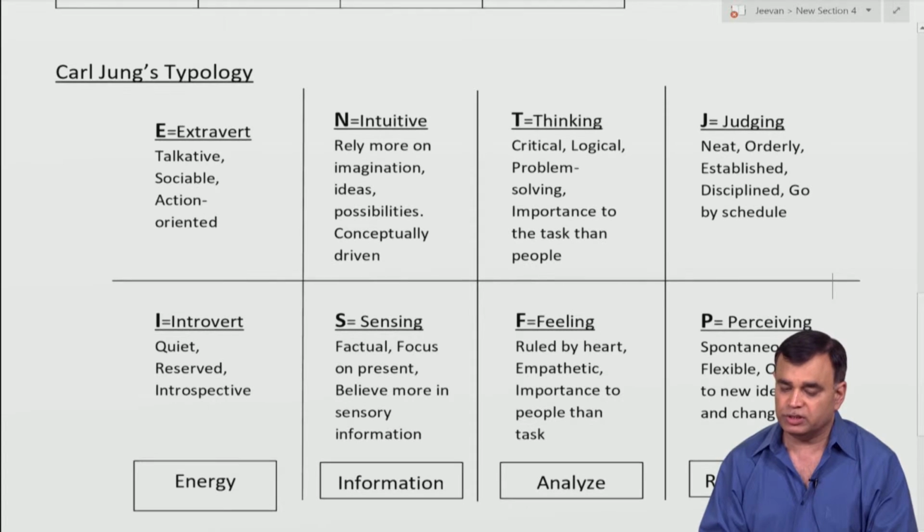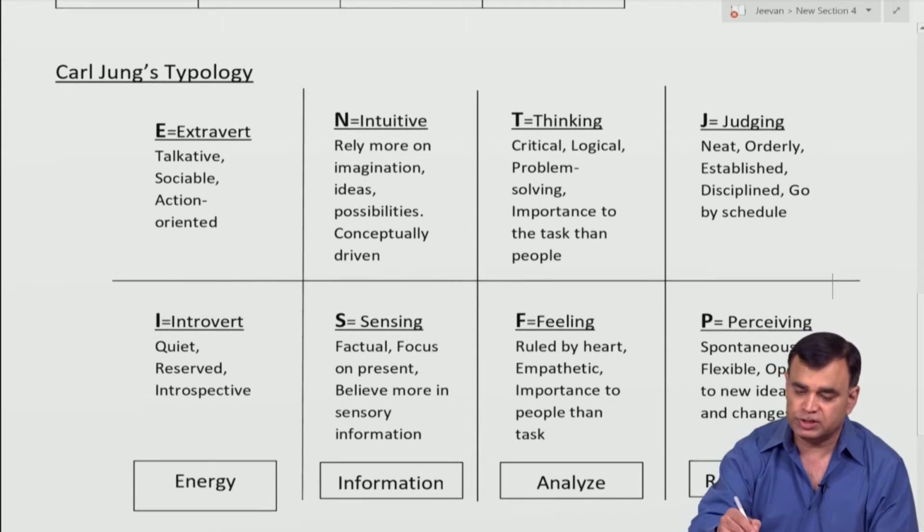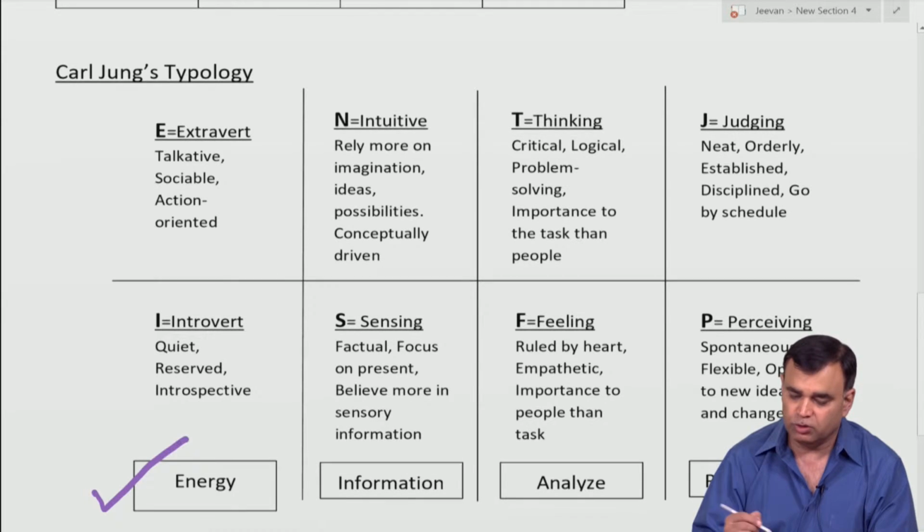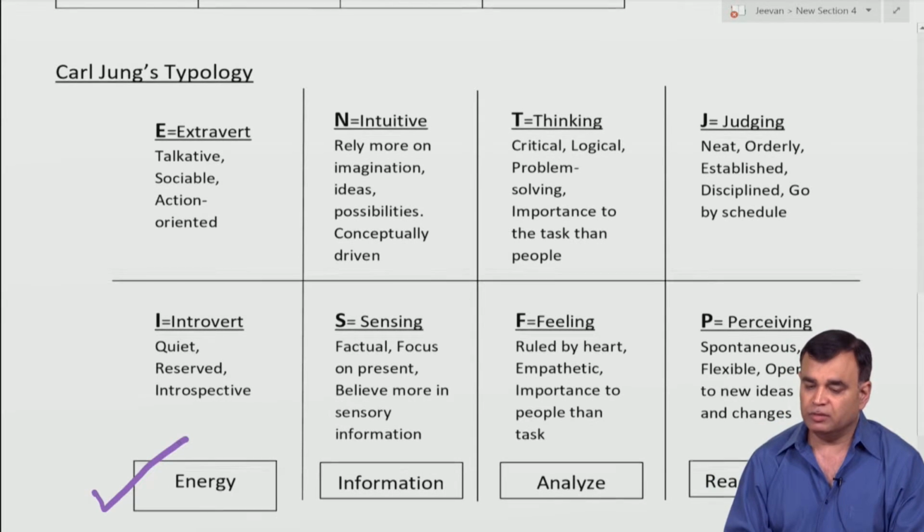The first switch is talking about how you draw energy from the world. As you will see on the screen, there is the first one, which is E or I, and this talks about how you draw energy. E stands for extraversion or extrovert, and I stands for introvert. Extraversion essentially means you are talkative, you are sociable, you are action oriented. And introvert is where you are quiet, reserved, introspective, you keep to yourself.